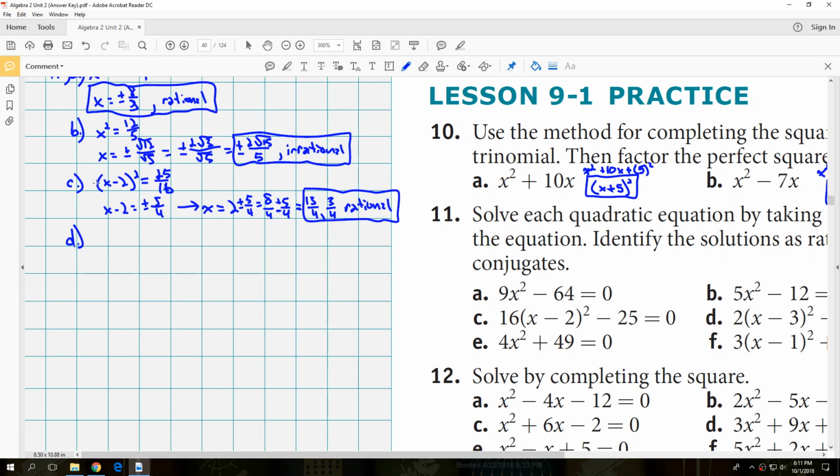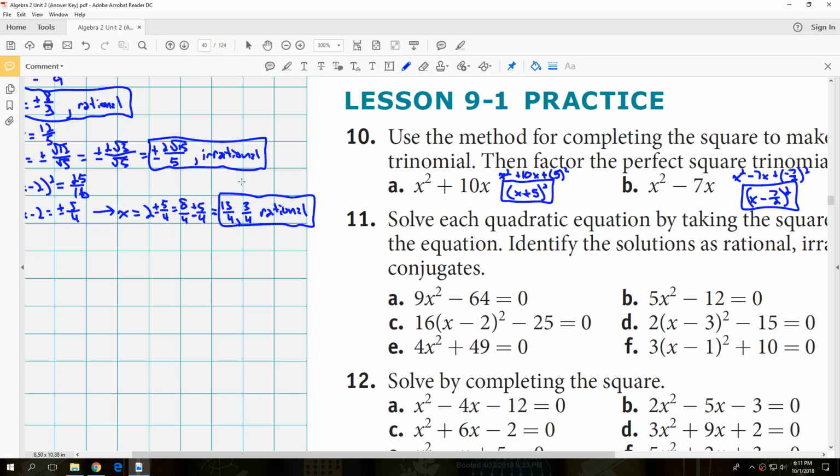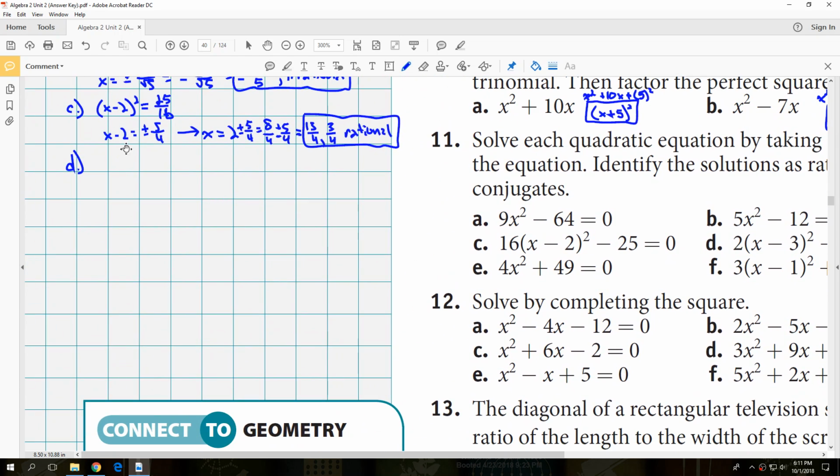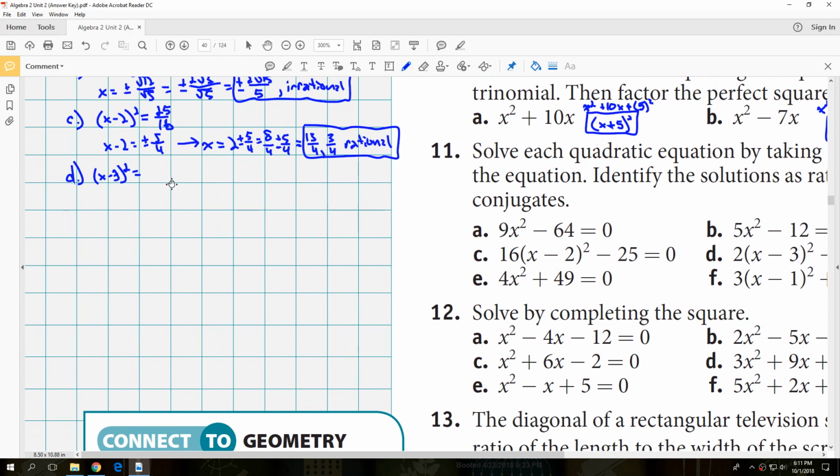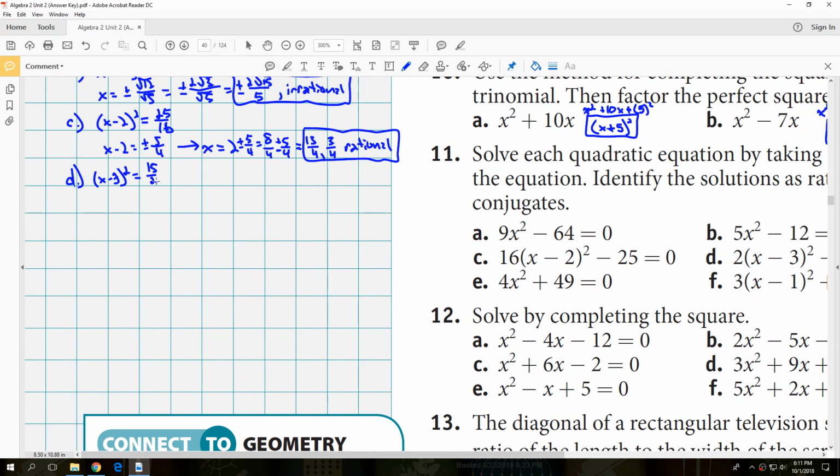Let's go to D. D is another similar type of problem. 2 times the quantity x minus 3 squared minus 15 is equal to 0. So we'll isolate the x minus 3 squared. X minus 3 squared is equal to 15 divided by 2. I'll take the square root of both sides. So x minus 3 is equal to plus or minus the square root of 15 over the square root of 2. I'm going to rationalize this right away, multiplying top and bottom by the square root of 2. So that would be square root of 30 divided by 2.